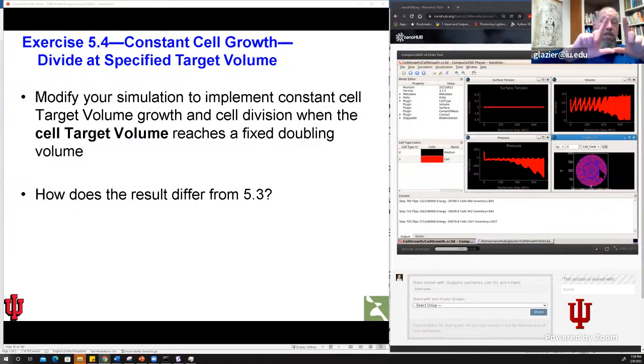And so what you'll see is that the cells initially will grow the same. It'll look identical. As it runs out of space, however, in this case, the cells will look like they freeze. They won't grow anymore, and the pressure will keep going up, and it'll go up linearly.